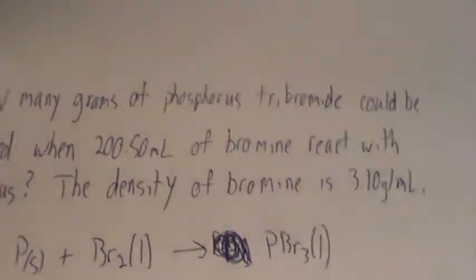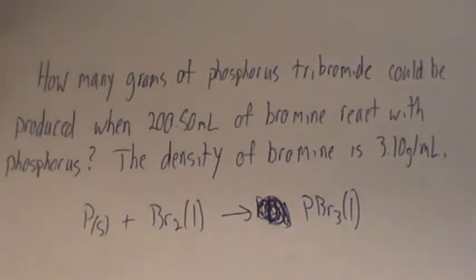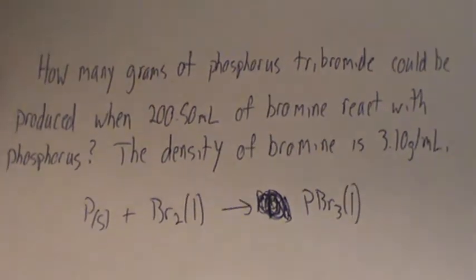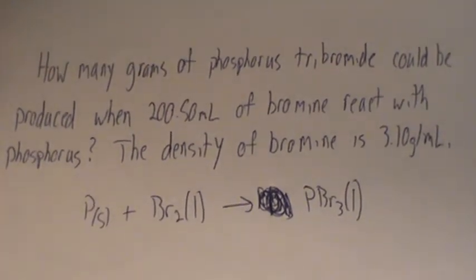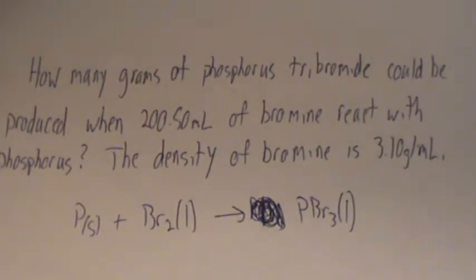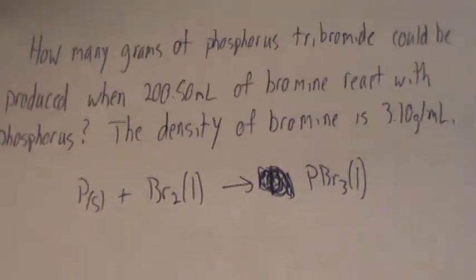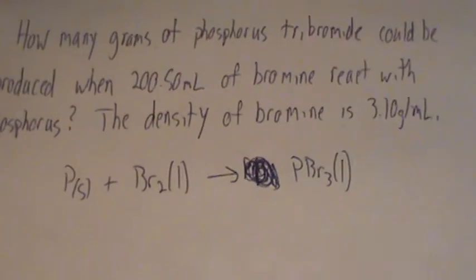Let's look at another example of this type of problem. How many grams of phosphorus tribromide could be produced when 250.50 milliliters of bromine reacts with phosphorus? Once again, we're given the density of our liquid. The density of bromine is 3.10 grams per milliliter.